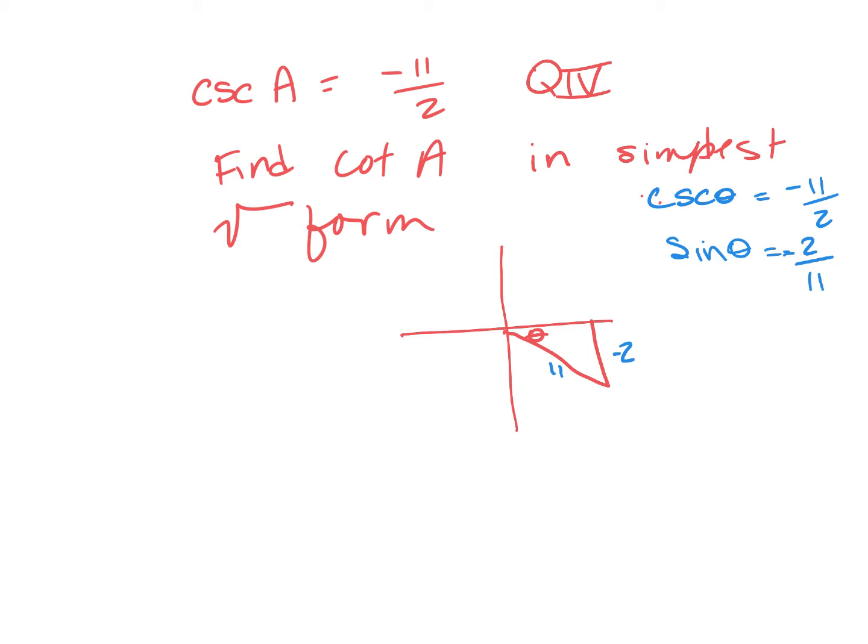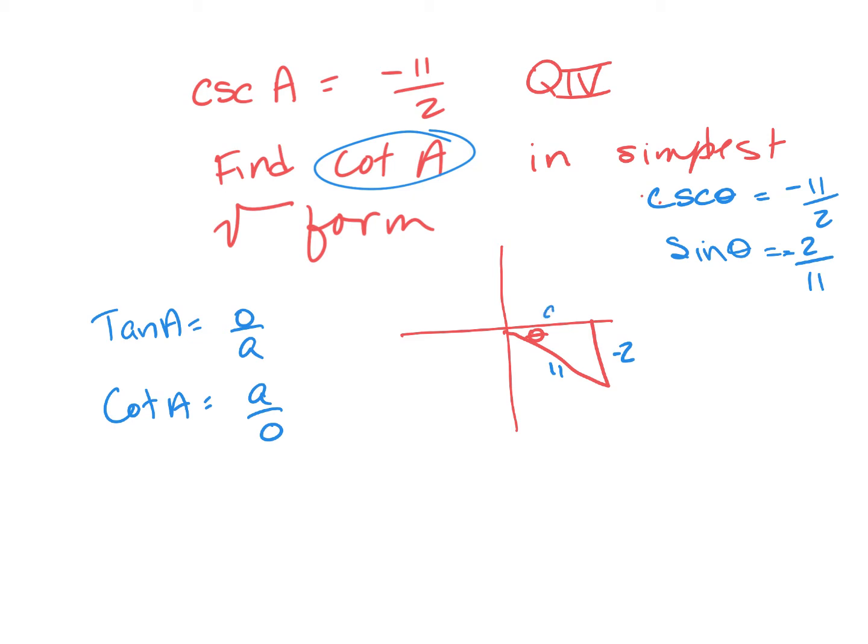Everybody get that? If I'm finding the cotangent, the tangent of A is opposite over adjacent, so the cotangent of A is adjacent over opposite, okay? I don't know the adjacent. Here's the adjacent right here. So I have to use the Pythagorean theorem to find it.